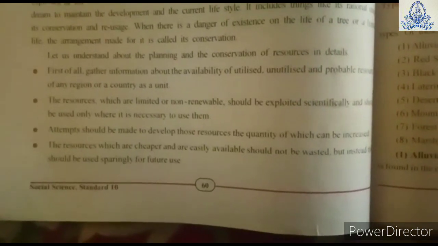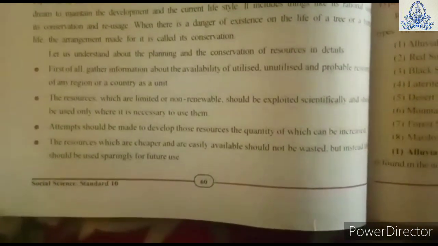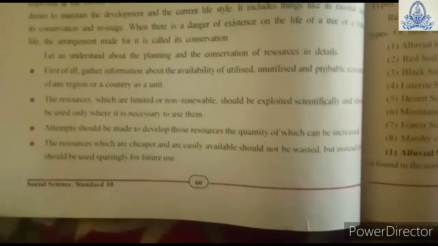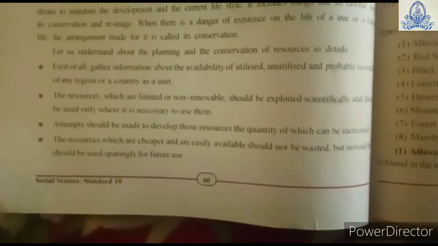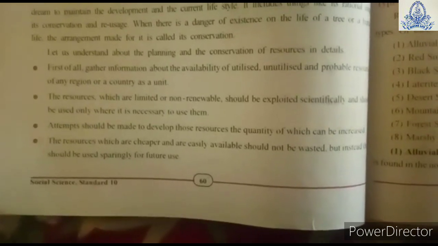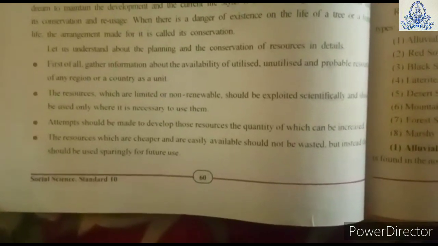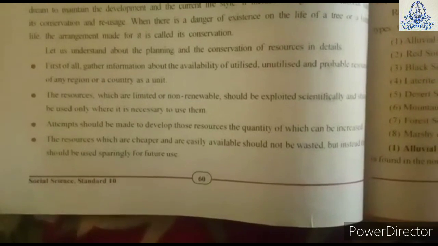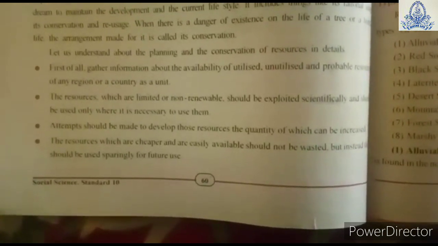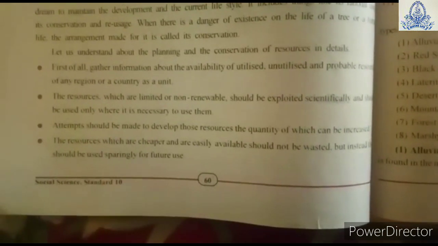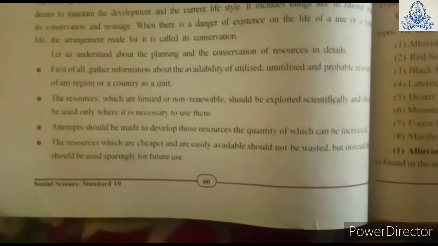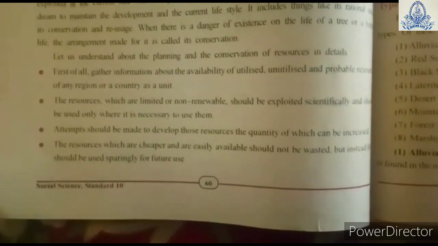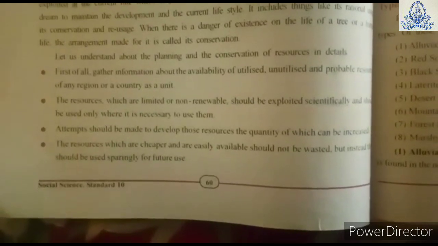Now the third point: attempts should be made to develop those resources, the quantity of which can be increased. That means using such resources which can be used, and again the quantity of those resources can be increased. For example, see solar energy. So we can use solar energy. Yes, solar energy is available in plenty, so we can use it as a resource.